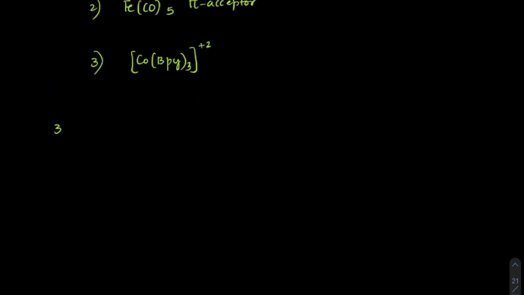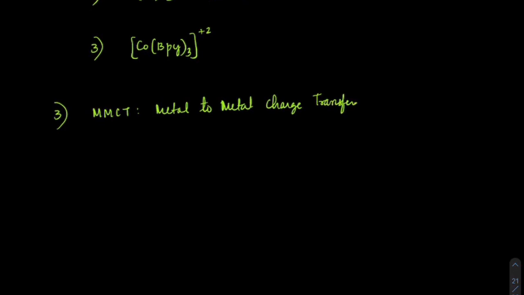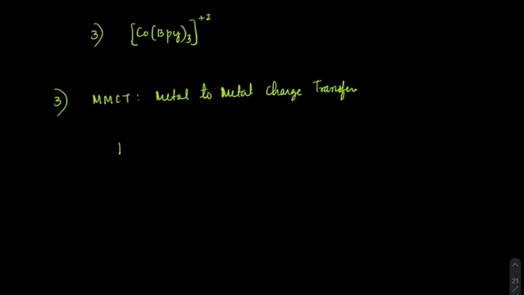And third type of charge transfer which you will see is MMCT, means metal to metal charge transfer. Now best example is this KFe[Fe(CN)6], with this Fe having +3 and here it has +2, +3 and +2.